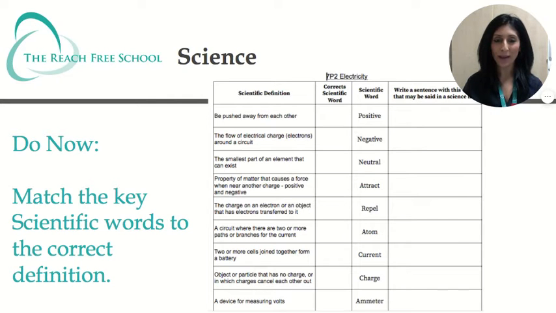I'd like to take you back. What can you recall about electricity? This is a Year 7 topic that we teach within our physics. Could you match the scientific word listed with the correct scientific definition on the left-hand side in this table? They're mixed up. They're not in the right order. This is an example of a do now task that we complete within science.